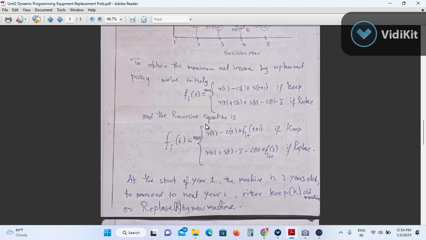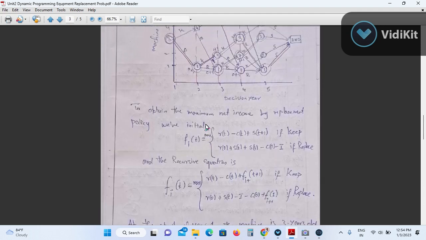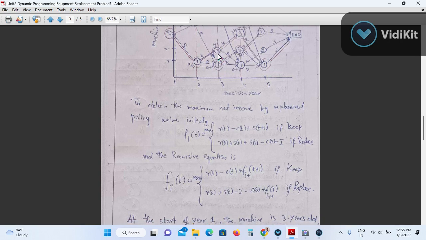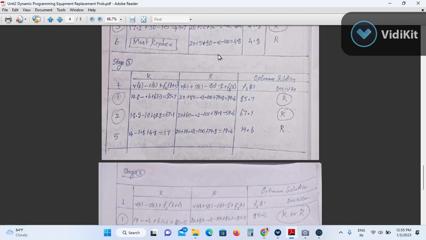So here t equal to 1 year old machine and 4 year old machine. Again, the same things based on the previous net income, that is F3 of t plus 1 and F3 of 1. So here we have to compute this table. Again, you substitute all these values, you will get the optimal solution like this. Among these two, 85.5 and 85.5, both are the same. Therefore, either you can keep the machine or you can replace the machine.